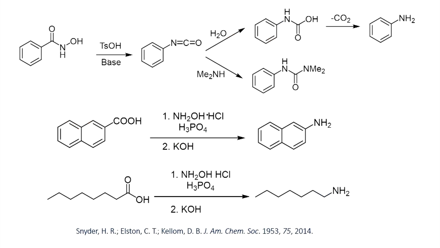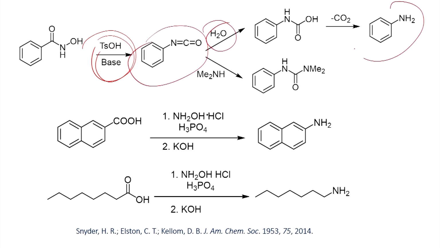Here some examples are shown. For example, in the case of this hydroxylamine derivative, it can be reacted with toluenesulfonic acid, and in the presence of base you will be able to form this isocyanate, which can be further reacted with water, and you get this aniline. On the other hand, if you react with dimethylamine, you will be able to get this urea derivative.